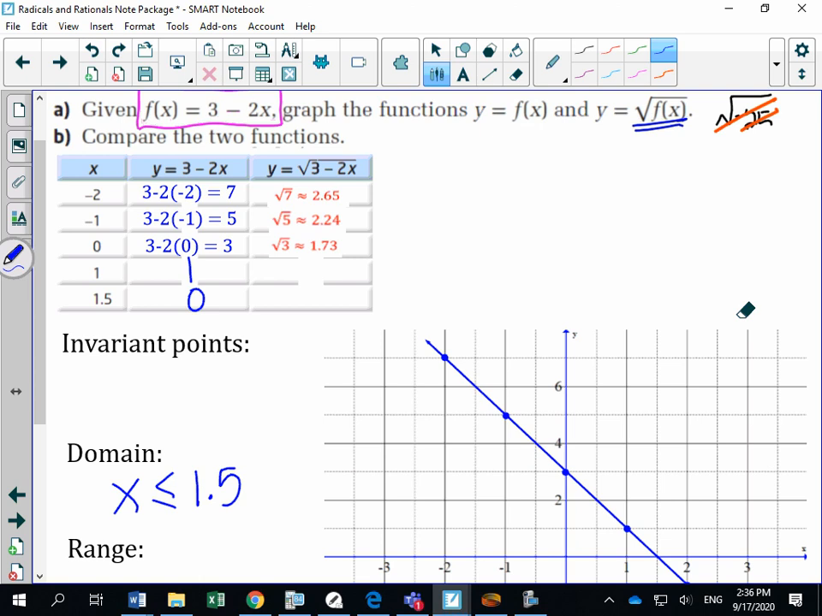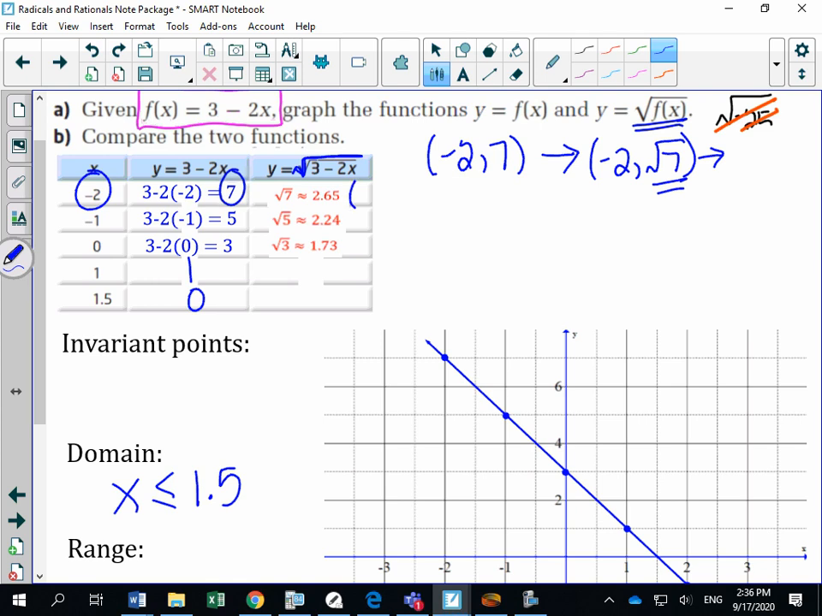So the original, I'm going to take this coordinate, -2, 7. On the radical graph, what we do is we take the square root of the y value. So on the radical graph, it's going to be -2 and the square root of 7. And the square root of 7 is approximately 2.7. So my new coordinate on my radical graph is going to be -2 and 2.7.